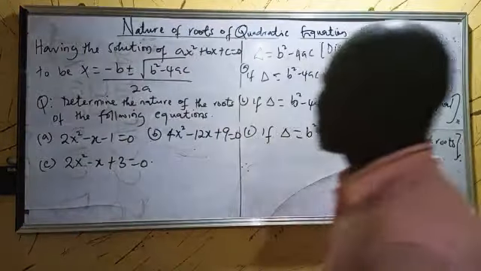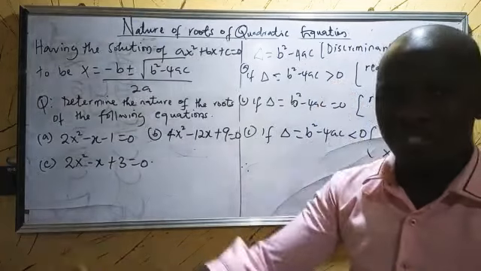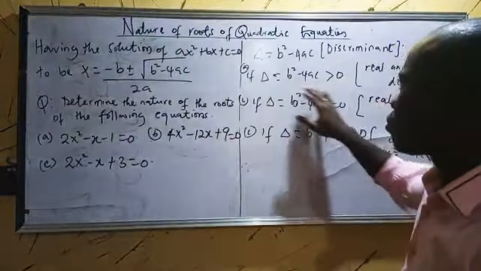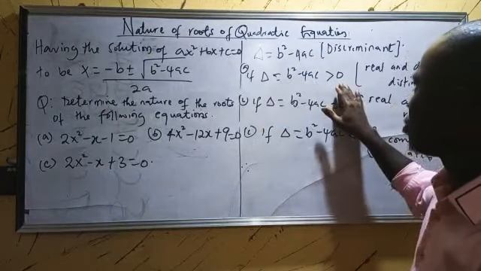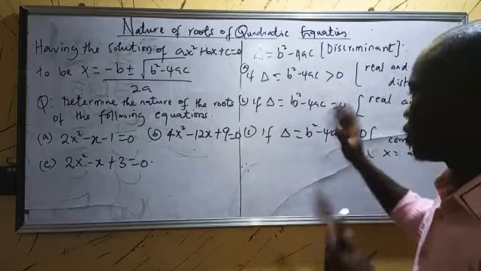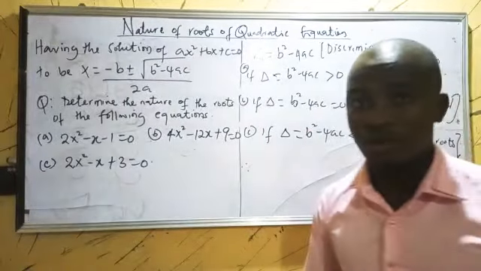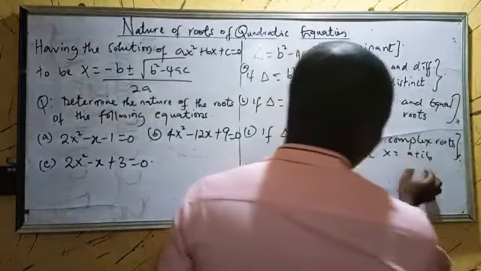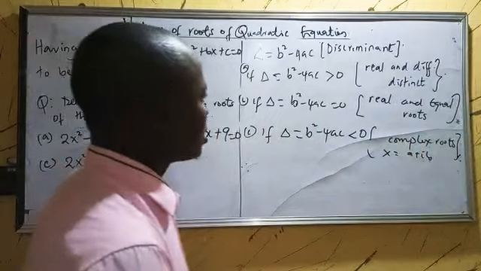So now, if the discriminant is greater than 0, the same thing as positive, then you have real and distinct roots. When it is equal to 0, we have real and equal roots, and when it is less than 0, we have complex roots, something in this form. Are you getting it now? So these are the things.